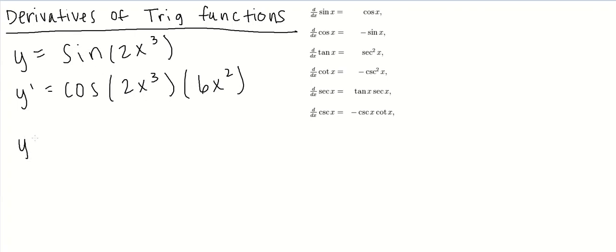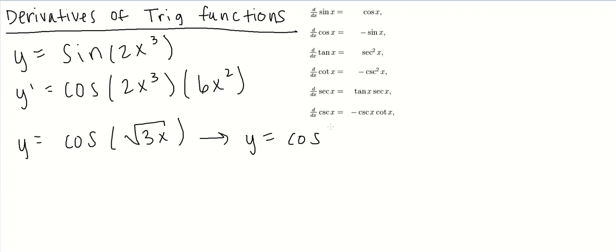So we can see this in another example. If we have y equals cosine of the square root of 3x, and we want to take the derivative of that. Again, we have a square root and we're doing differentiation. So the very first thing we should do is rewrite the square root. So I'm going to rewrite this as the cosine of 3x to the 1/2 power. Always rewrite things. It's a really good idea.